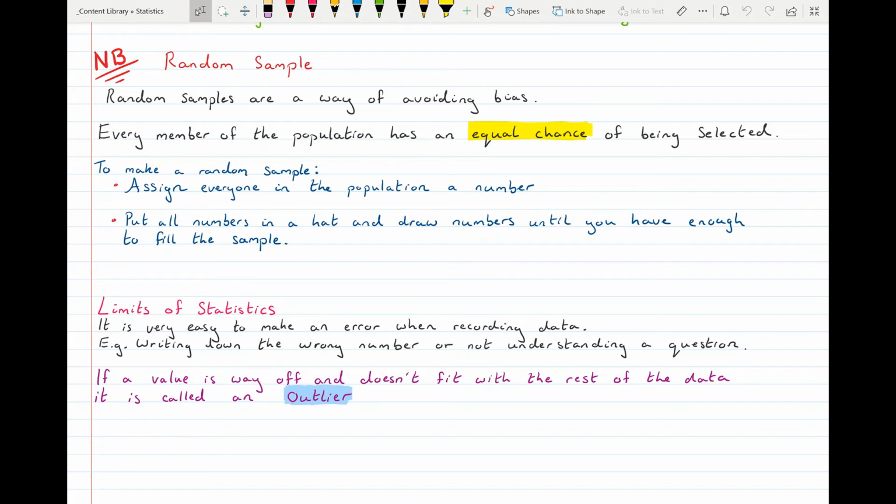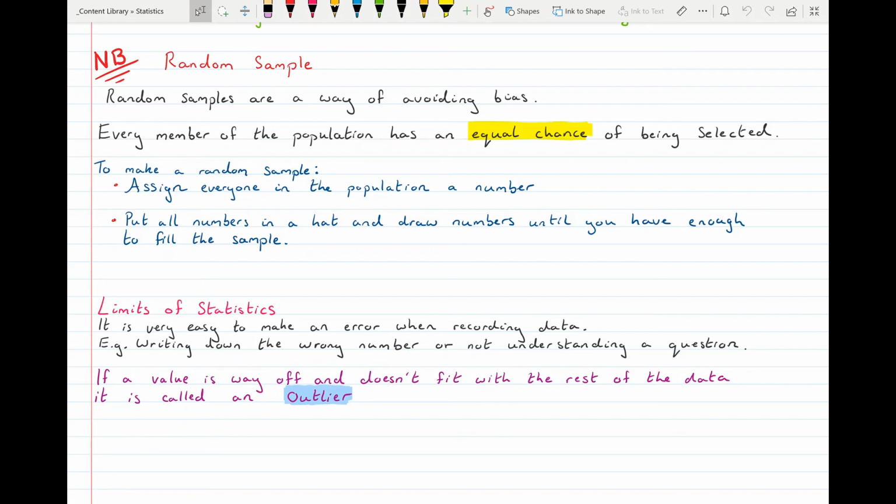Random samples are a way of avoiding bias. Every member of the population has an equal chance of being selected. You have to make a mention of that equal chance. How you carry out a random sample is you assign everyone in the population a number. That might be 1, 2, 3, 4, or using their phone number, or everyone gets assigned a number. And then you pull numbers from a hat until you have enough people to fill your survey or your sample. You can also use a random number generator on a computer or machine, but you can say pulling from a hat for the purposes of the Junior Cert.